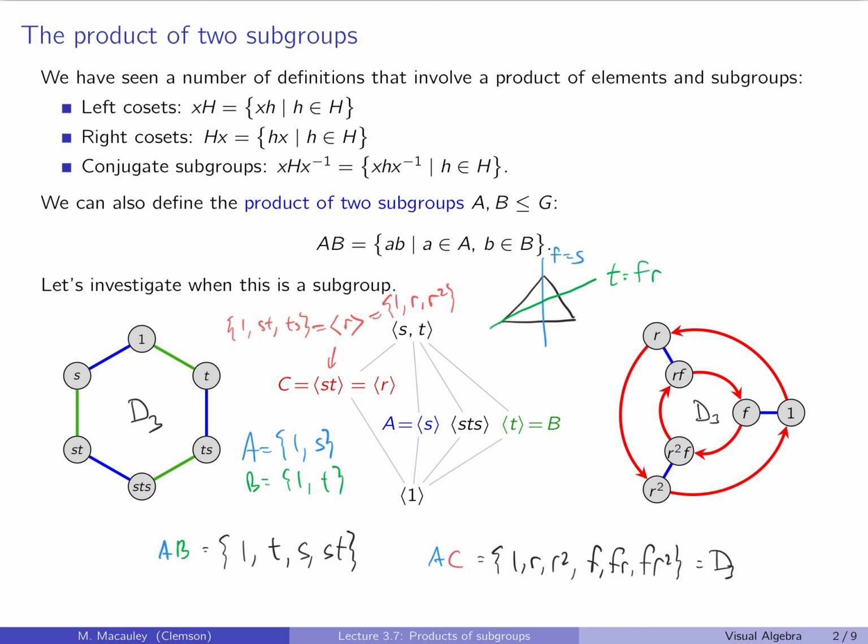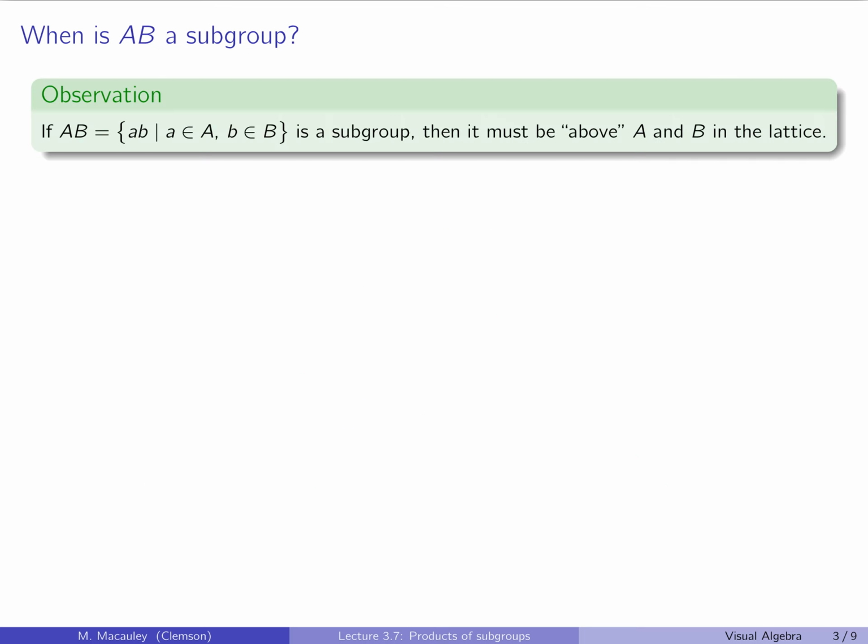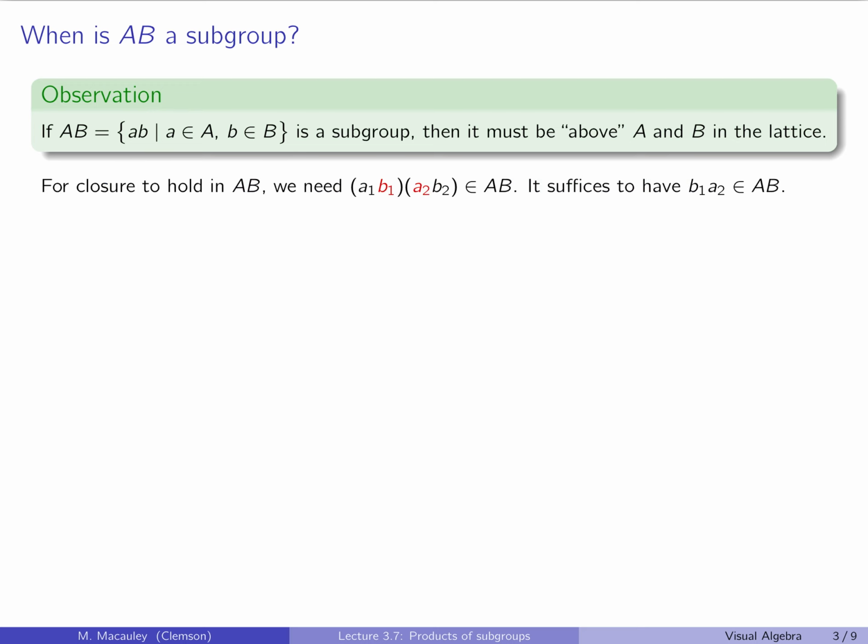What's going on? What do you think? What do you think the criteria is for a product of two subgroups to be another subgroup? If AB is a subgroup, well then obviously it must be above A and B in the lattice, or at least as high. It's equal to A and B if these are the same. For closure to hold in AB, which is a requirement of it being a subgroup, we need that the product of two elements in AB, let's say a1b1 and a2b2, has to lie in AB. But this need not happen.